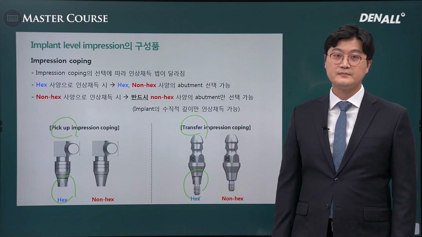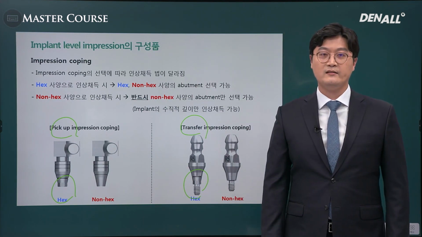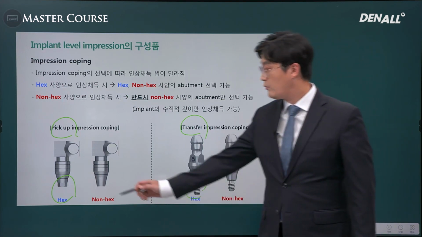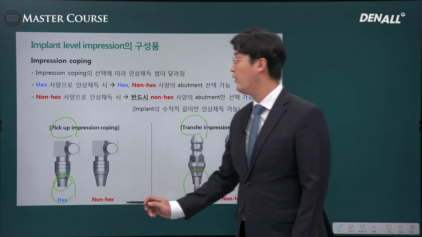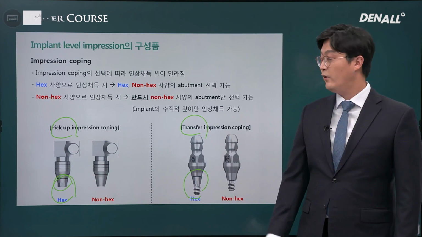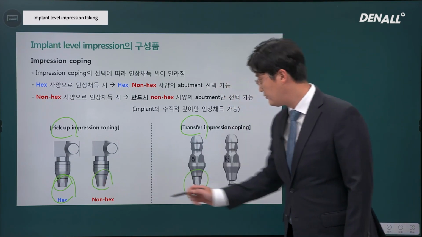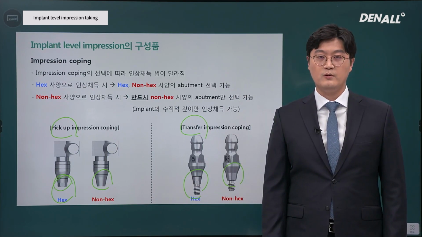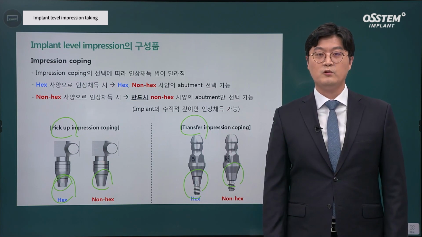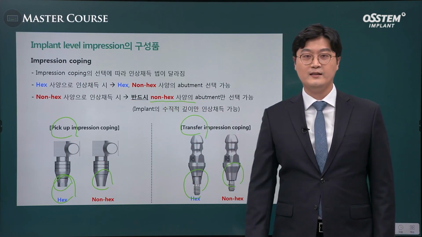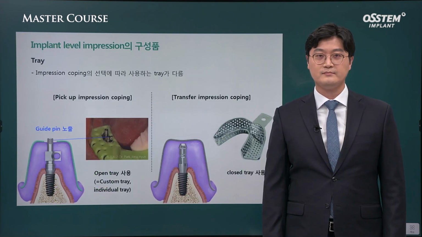When impression taking is performed using hex type impression copings, abutment can be hex or non-hex type. On the other hand, if impression taking is performed using non-hex impression copings, there is no way of knowing the angle of the implant hex. Therefore, non-hex type abutments should be used.